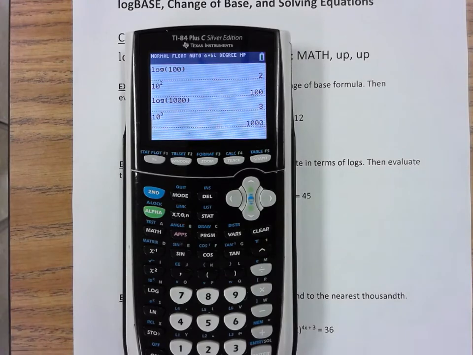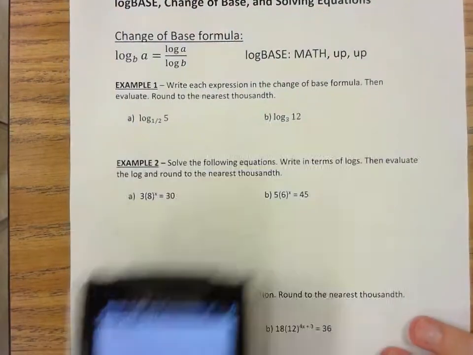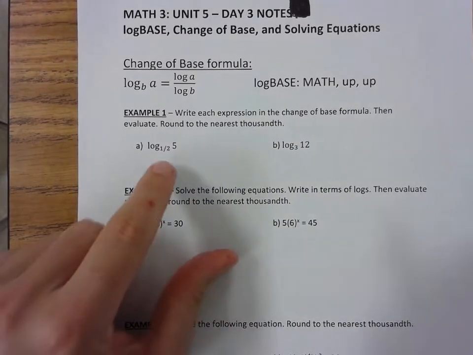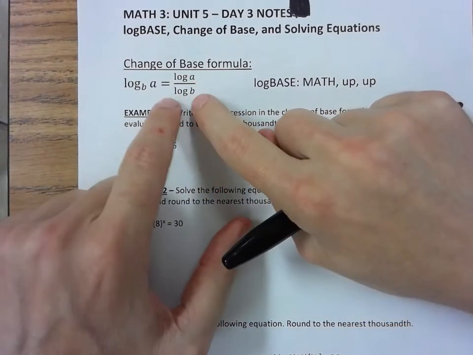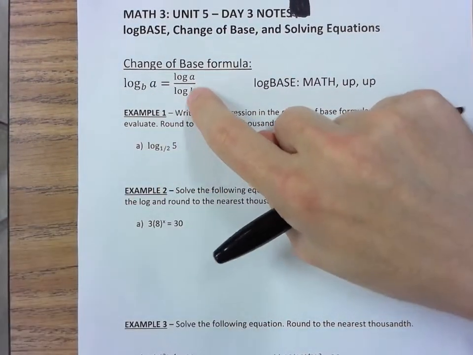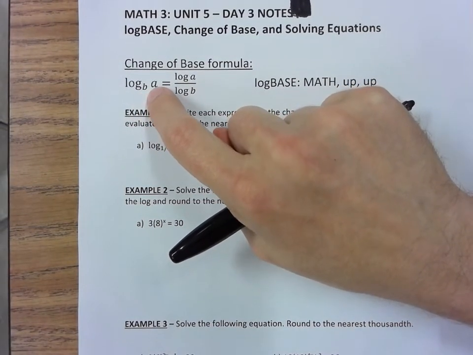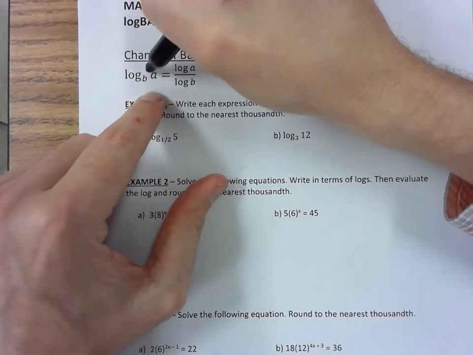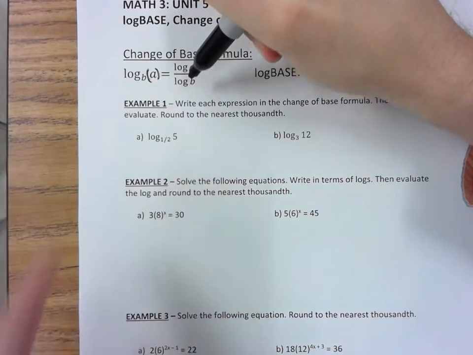Well, that's great if the base is 10, but most of the time it's not. So we have to apply a formula to help figure out what different bases get you when you put them in a log. This is called the change of base formula. If I want to do log of some base other than 10 of a number, then I have to do the log of the number that's in the parentheses divided by the log of the base.